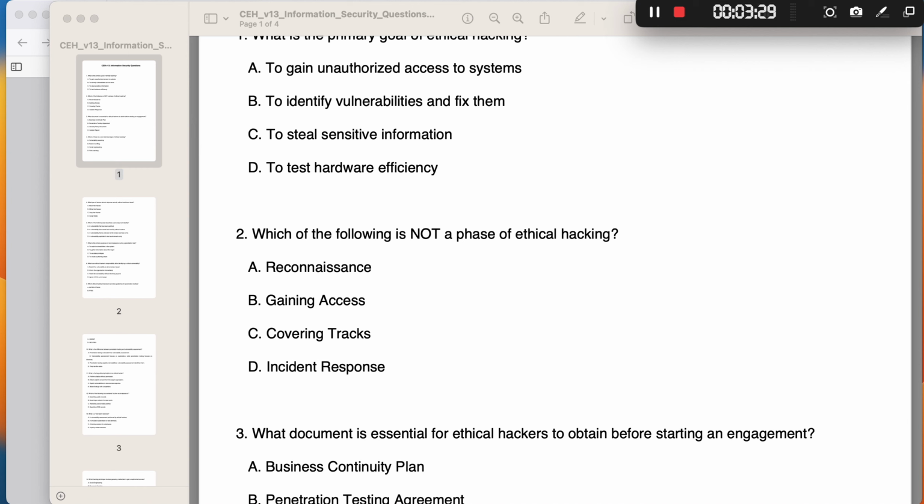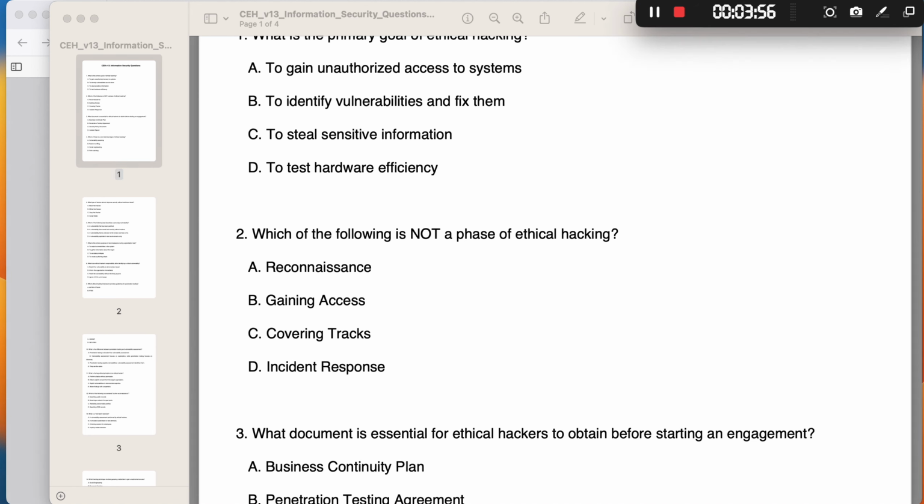In this case, the correct answer to this question is D. Incident response is a process in and of itself. It has nothing to do with identifying vulnerabilities or fixing vulnerabilities. It's just a completely different process altogether.